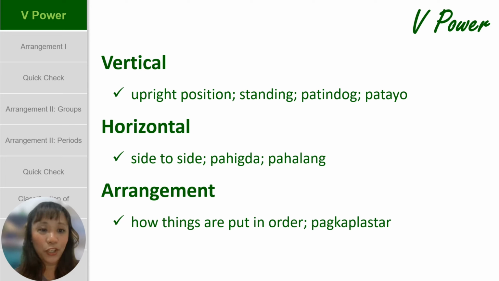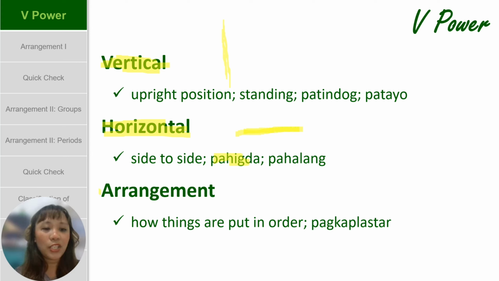First is vertical, which means upright position or standing. Patindog sa Ilonggo, patayo in Filipino. And looks like that. Then horizontal, which means side to side or sideways. In Ilonggo, pahigda, and in Filipino, it's pahalang. And it looks like that. In straight line, of course, class.